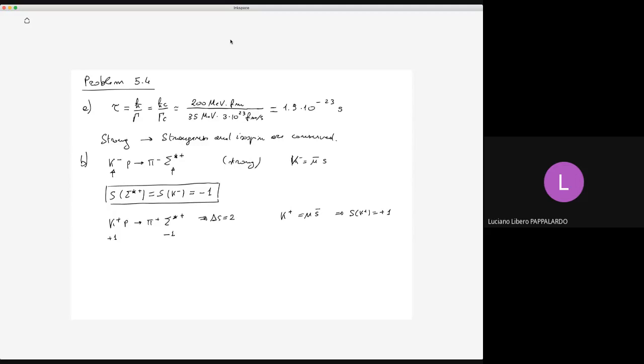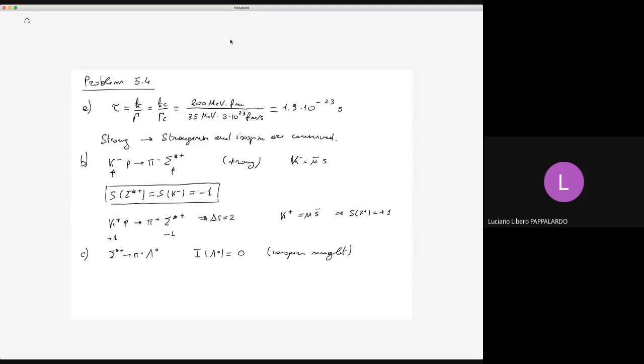Now, the last question was to calculate the isospin of this sigma star. We know from the text that this sigma star plus decays into a pi plus and a lambda 0, where the lambda 0 is an isospin singlet. So the isospin of the lambda 0 is 0.